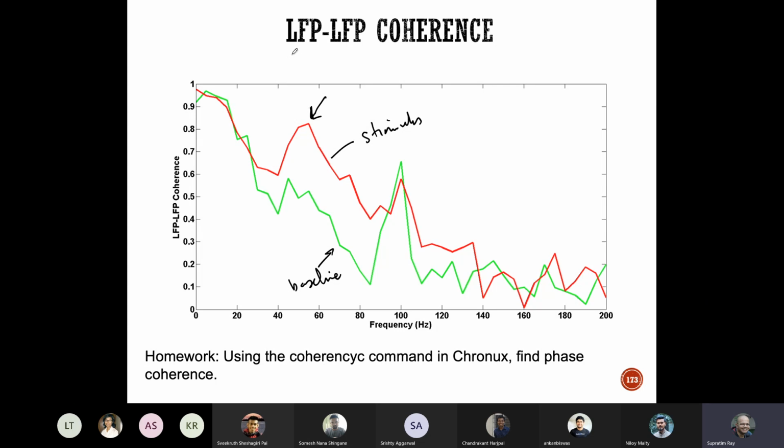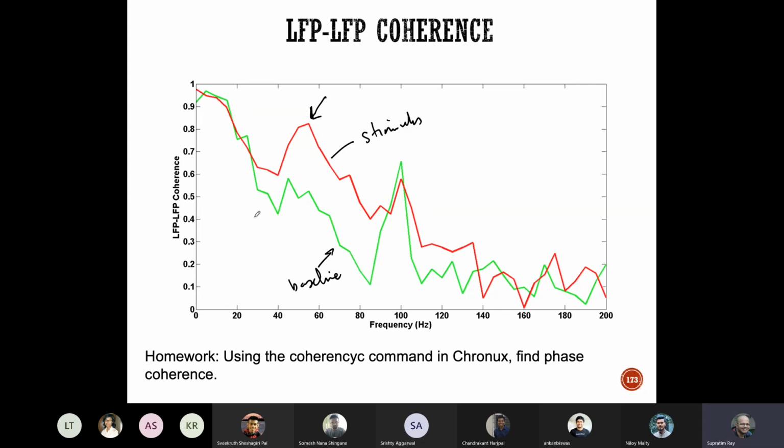LFP coherence, like the power spectrum, tends to have this 1 by f sort of form. Of course, it's now limited between 0 and 1, so it's not like a 100-fold decrease. But that means lower frequencies are always more phase consistent than higher frequencies. This is true for all biological signals, even EEG. But then if you see an oscillation, often you see a peak there as well, which means that these oscillations are phase consistent across trials.